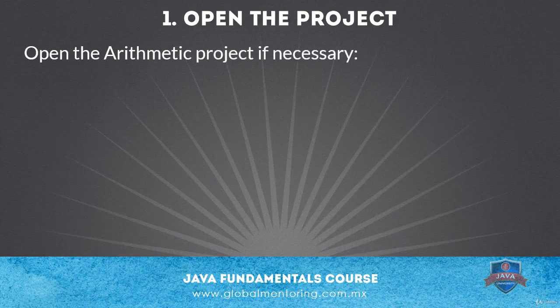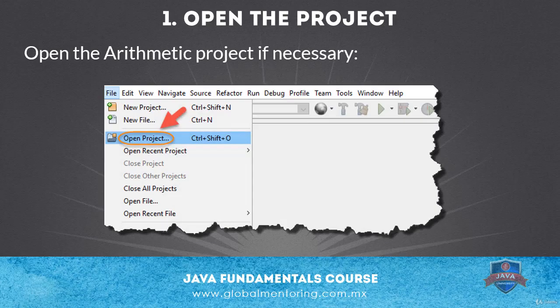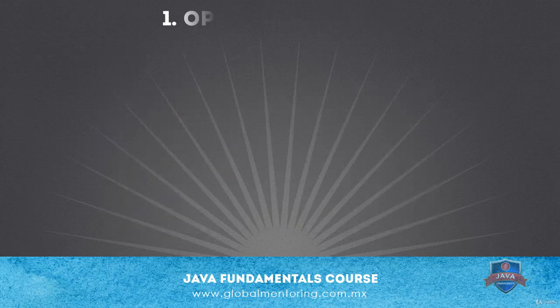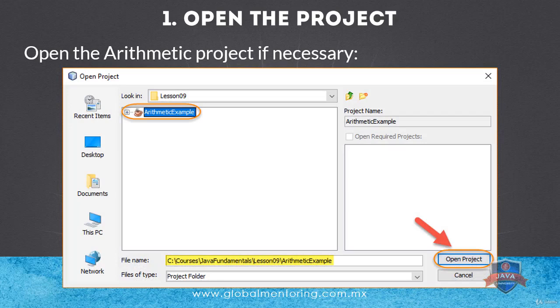Open the arithmetic project if necessary. So click on File, Open Project. Select Lesson 9, Arithmetic Example, and Open Project.